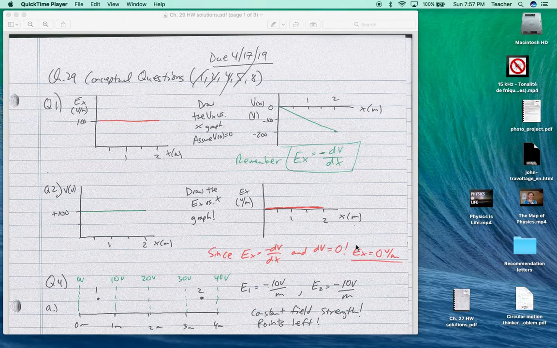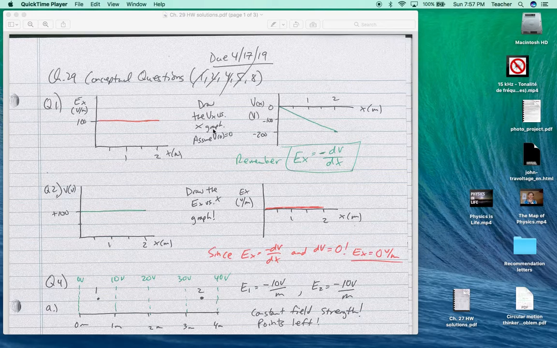Chapter 29, Conceptual Questions and Problems. There were not too many of them. Question 1 gave you this graph, which is an electric field graph. It's asking you to draw the potential versus position graph, assuming that the voltage or potential at 0.0 meters is 0.